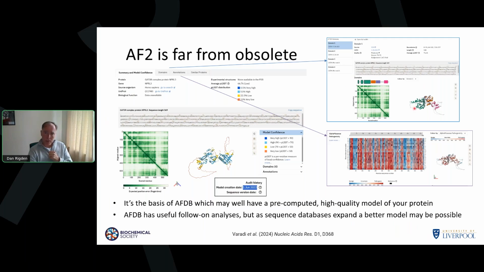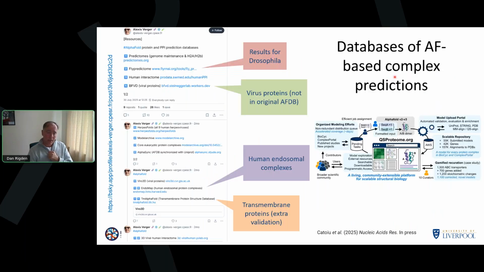And it will also split the AlphaFold models up into domains and classify those domains within the CATH database, which is also very cool. There are lots of AlphaFold 2 based databases of proteins, mainly protein-protein interactions, but also databases that fill in the gap of virus proteins, which are not in the AlphaFold database.